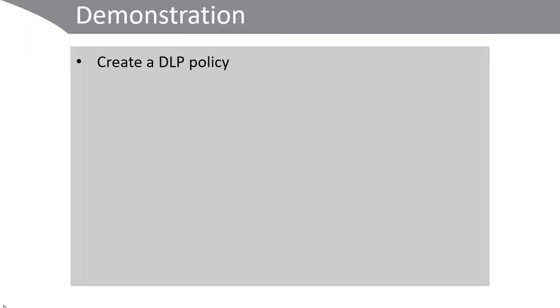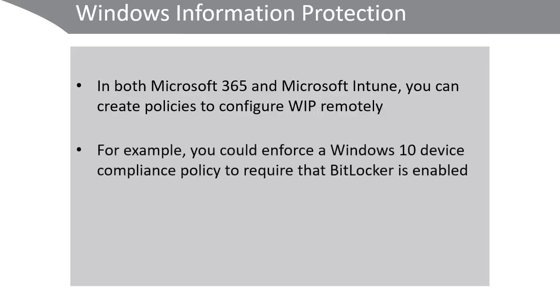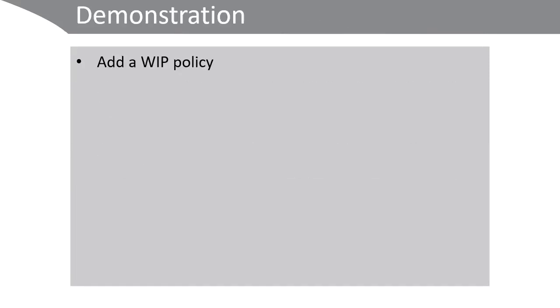In the demonstration, I showed you how to create a DLP policy. In both Microsoft 365 and Microsoft Intune, you can create policies to configure Windows information protection remotely. So, for example, you can enforce a Windows 10 device compliant policy to require that BitLocker is enabled. In the demonstration, I'll show you how to add a WIP policy.